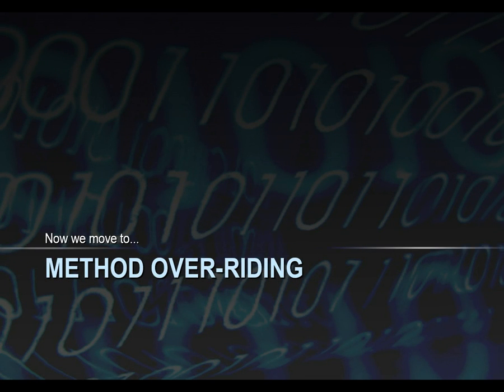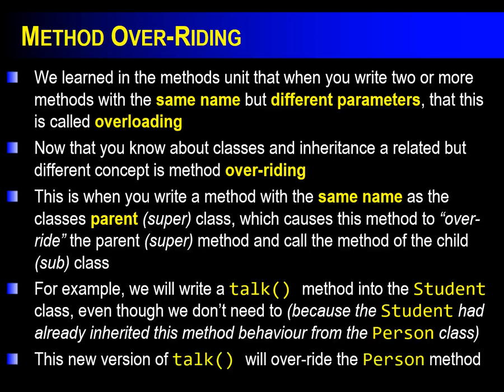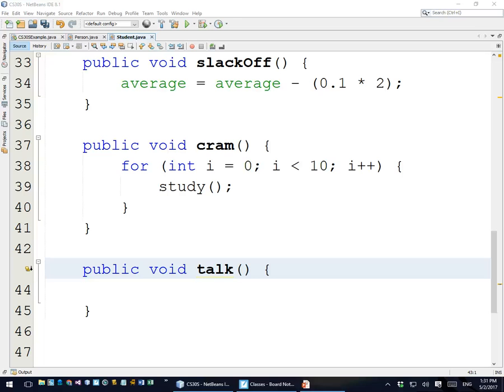So method override implies when we have multiple classes, which is what we now do. We've learned that when you have methods with the same name but different parameters, that's called overloading. But now, when we have classes and inheritance happening, we can have a related concept called overriding. This happens when you write a method with the same name as the class's parent superclass. And what happens is it literally calls that method over top of the other one. In other words, it overrides it. So the parent super method is called, and the method of the child class is called instead of the superclass. So that's what we're doing right here. So I want to show you what I mean by this.